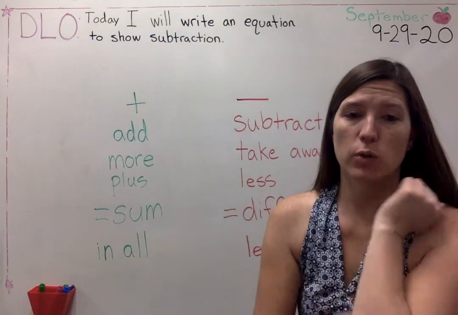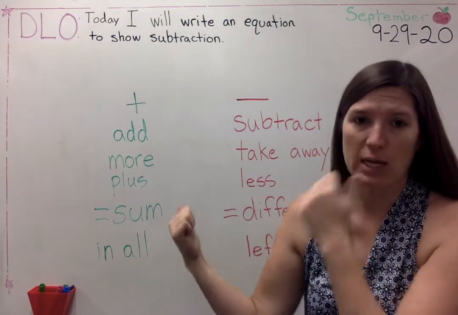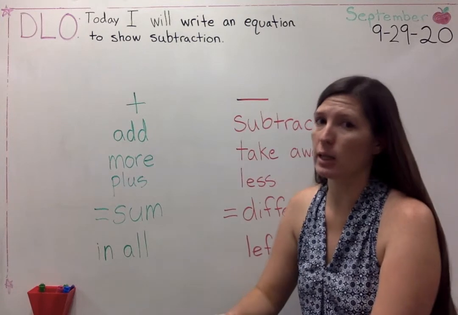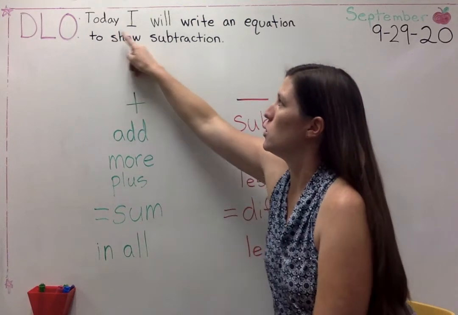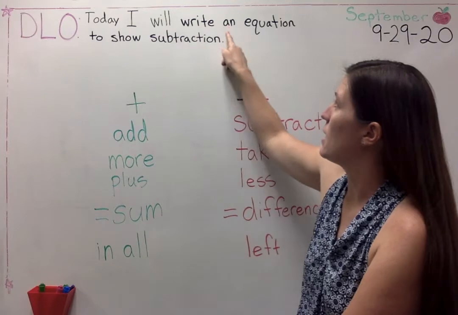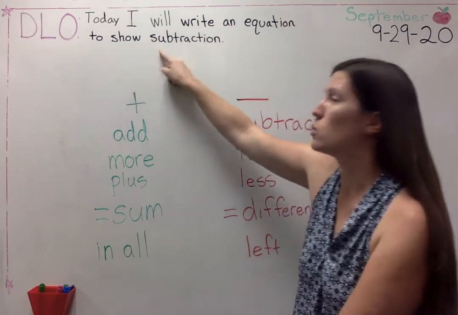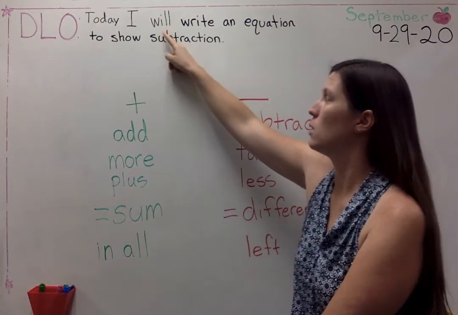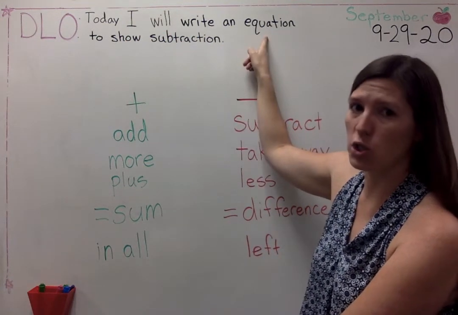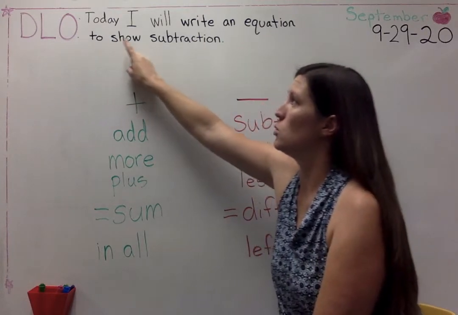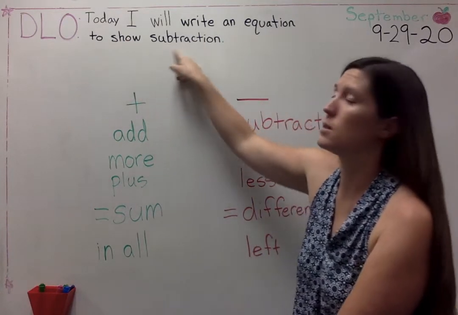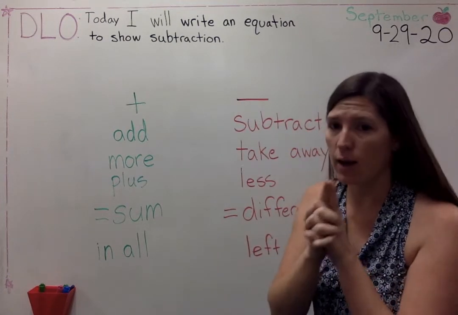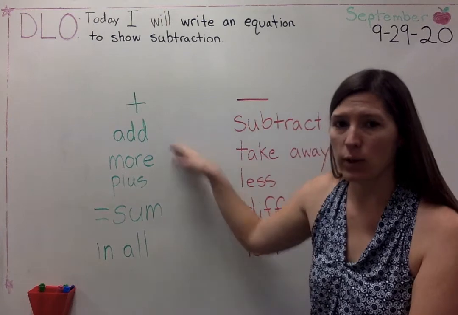All right, let's review. Let's go over our DLO, and then we'll review adding and subtracting vocabulary, and then we'll do some examples. Okay, our DLO, our daily learning objective. I'll go first. Today I will write an equation to show subtraction. Now it's your turn. Today I will write an equation to show subtraction.